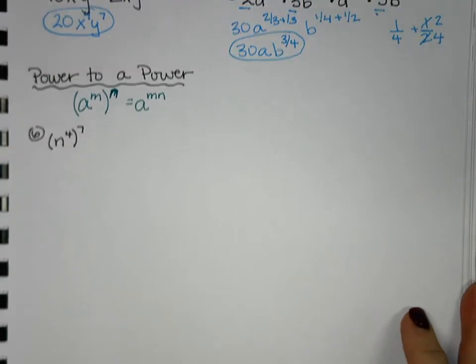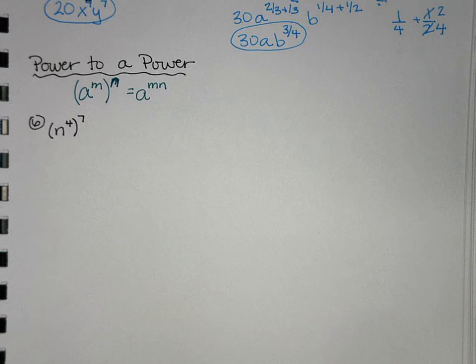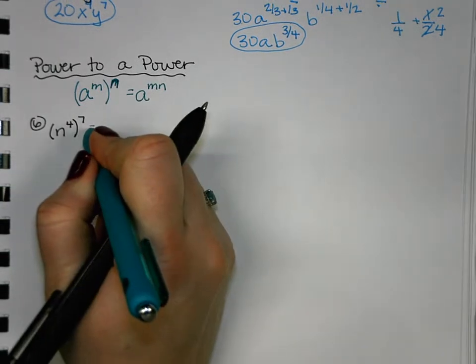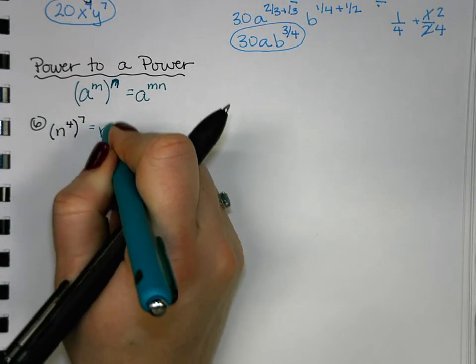So if we had something like n to the 4th to the 7th, multiply a power to a power, so n to the 28th.